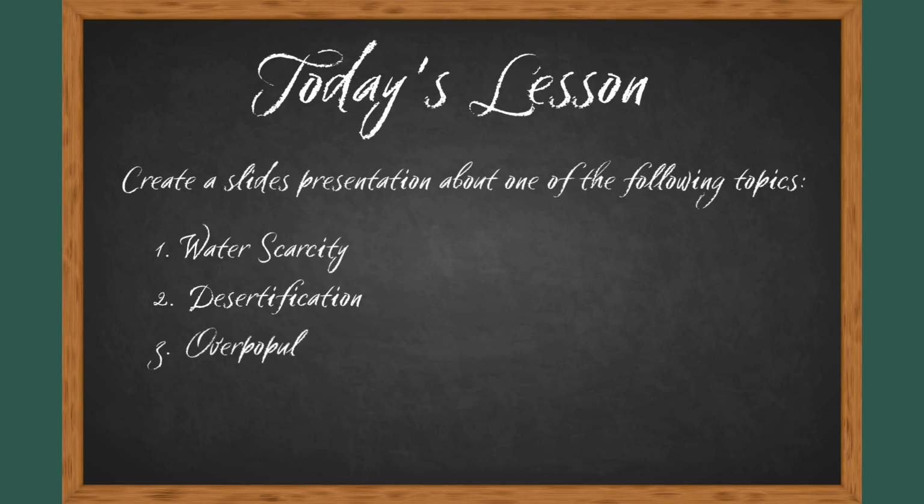The third option is overpopulation, which occurs when people do not have enough resources to support the amount of people living in an area. And the fourth option is the loss of the coral reefs, which is the death of the coral reefs around the world's oceans.